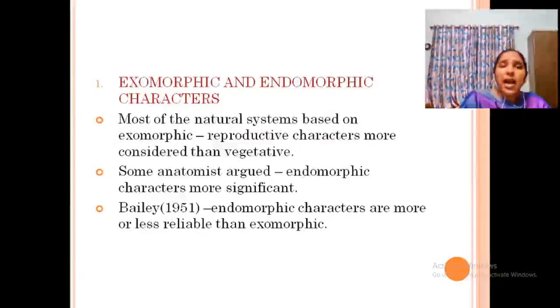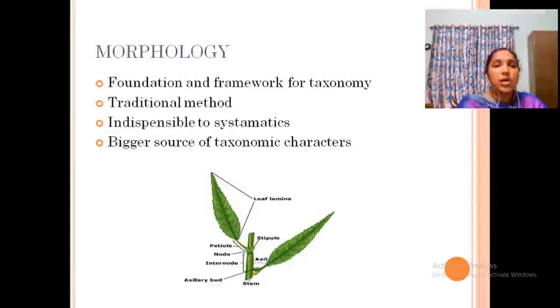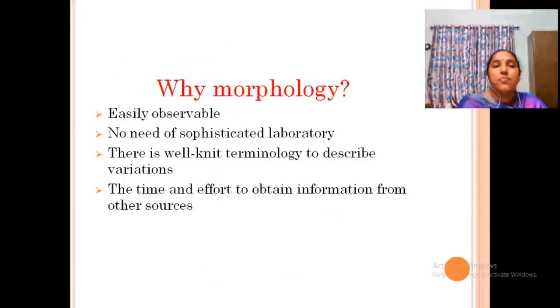Some of the characters we can see very clearly from outside, like the structure of the leaf, bracts, bracteoles, stipels, petals, sepals, etc. But some structures, like stomata, we observe under the microscope; that is the endomorphic characters. Most of the natural systems are based on what? Exomorphic characters. Clear? Now, morphology, the simple technique, is the foundation of taxonomy. It is the traditional, oldest method, and it is the biggest source of taxonomy.